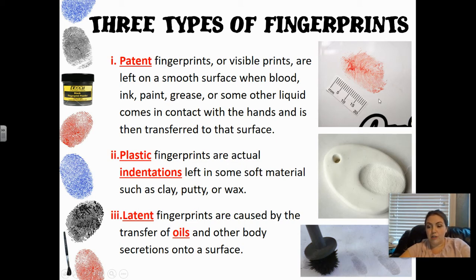It's just a print that you can literally see in the house. So you're walking around and you see it. Like, I'm going to tell, this is a double loop right there, a double loop whorl. Patent prints are left on a smooth surface with either blood, ink, paint, grease, or some other kind of liquid that for some reason was there, comes into contact with the hands and is then transferred to the surface. So it's not necessarily just fingerprints.